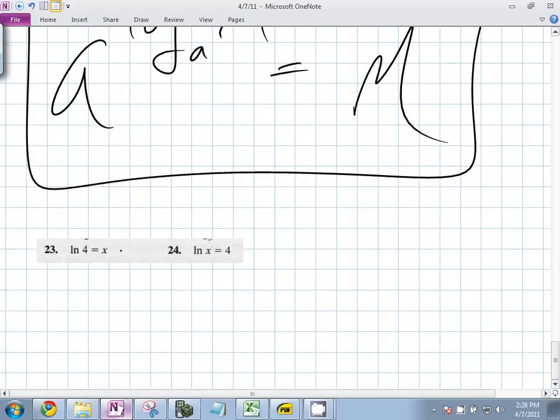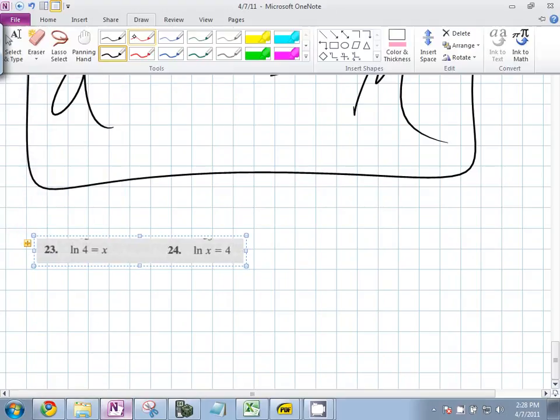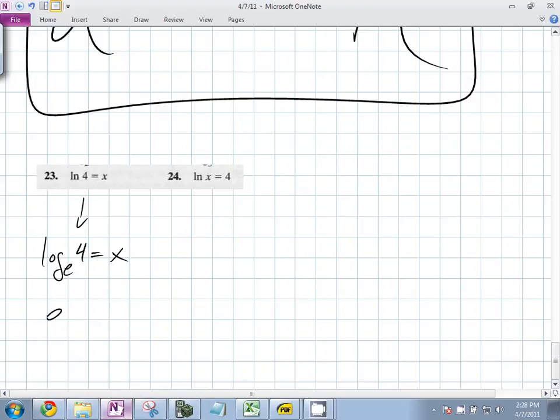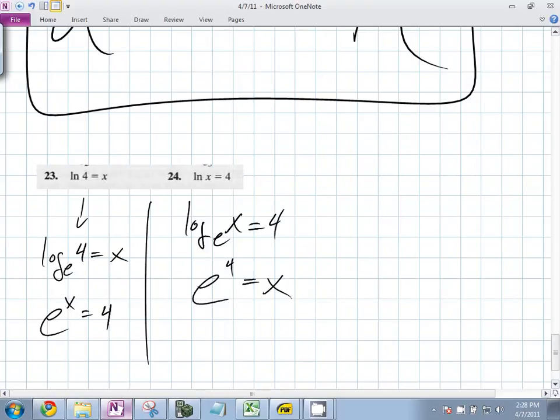So for the first one here, that's just log base E of 4 is equal to x. So what's the exponential form? E to the blank equals. And on this one, it's log base E of x is equal to 4. So E to the blank equals. Done. That's it. All ln means is log base E. That's all it means notationally.